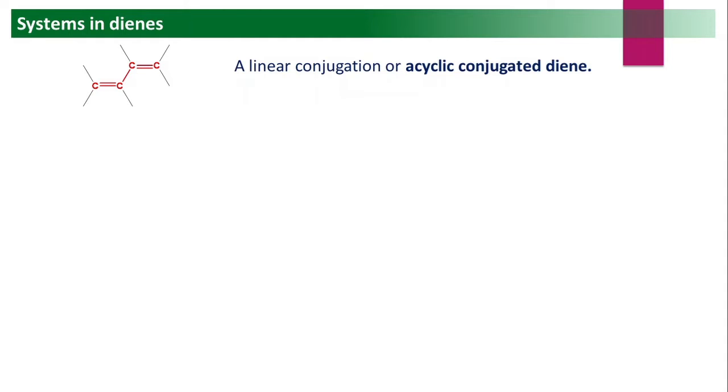So this is the linear conjugation, that is, acyclic conjugated diene. This is the diene system, and for that purpose the Woodward-Fieser rule is applied. It contains 4 carbons and 2 double bonds which are alternate to each other. So these are called linear conjugation or acyclic conjugated diene.